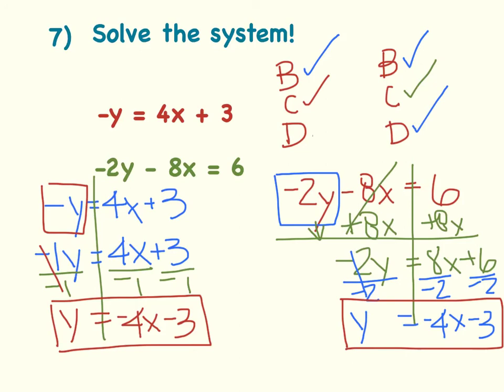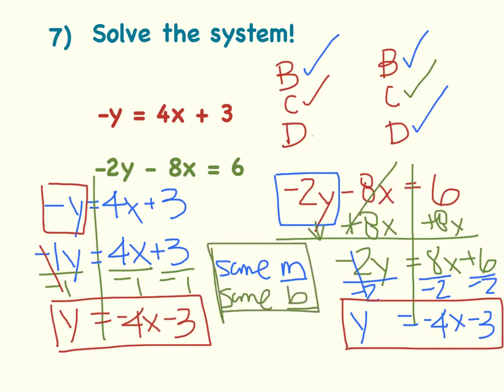And obviously we don't have a calculator to graph it, but do you all notice anything special about these two lines? Hopefully you notice that not only do they have the same slope, the same m, they also have the same b, the same y-intercept. So therefore, if they have everything the same, that means this is the same line. And anytime you end up with the exact same line, the answer is infinitely many solutions.